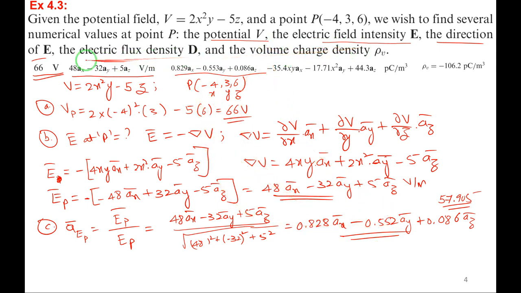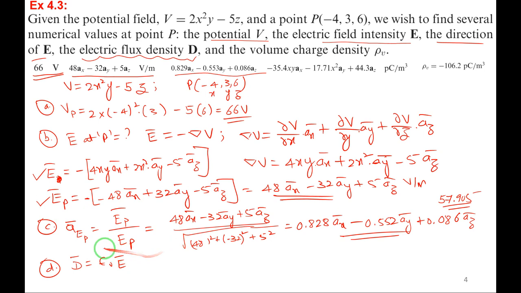The next, the electric flux density, they have asked D. So part D, we know the relationship between D and E. D is equal to epsilon naught E, right? Is it fine? Okay, there are two ways of doing it. D at point P, if I want, I have to take this E vector. If it is the general one, I have to take this, right? So D equals epsilon naught E.